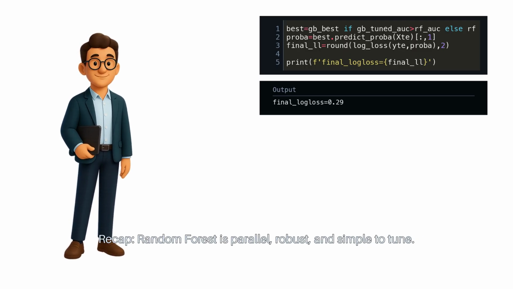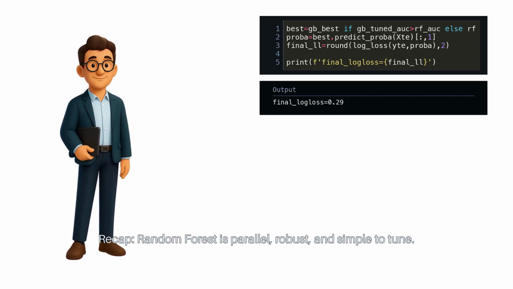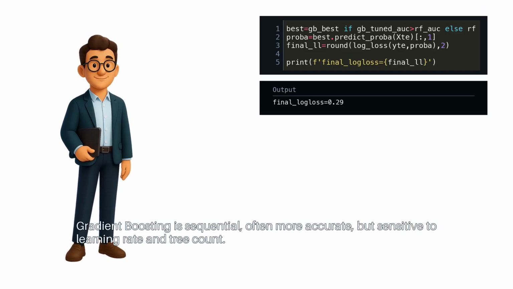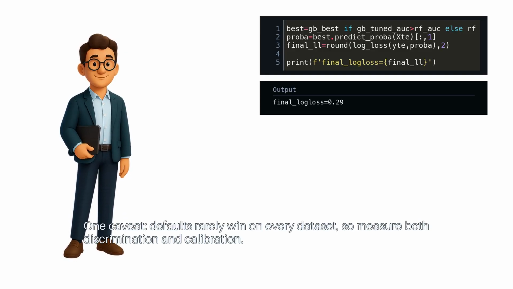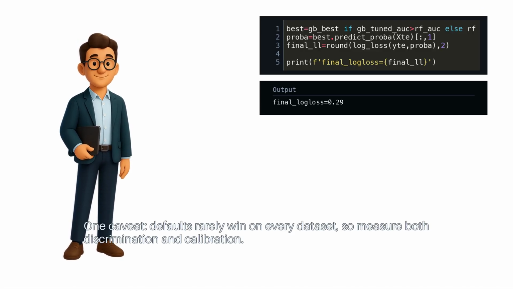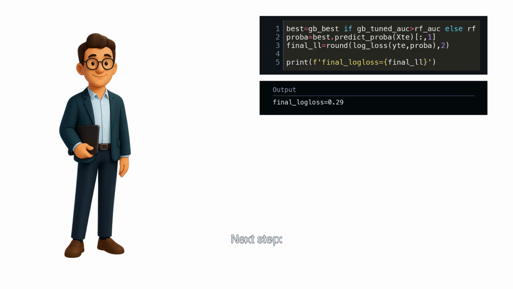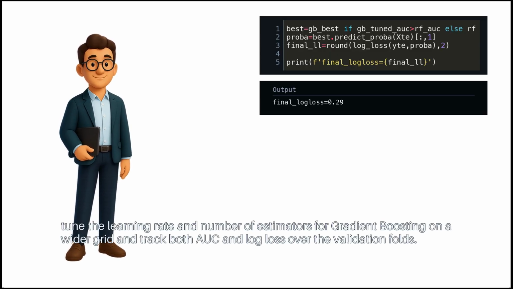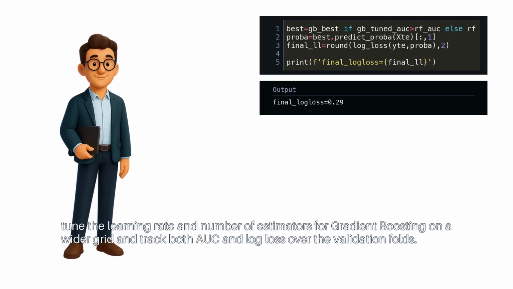Recap. Random forest is parallel, robust, and simple to tune. Gradient boosting is sequential, often more accurate, but sensitive to learning rate and tree count. One caveat. Defaults rarely win on every dataset, so measure both discrimination and calibration. Next step, tune the learning rate and number of estimators for gradient boosting on a wider grid, and track both AUC and log loss over the validation folds.